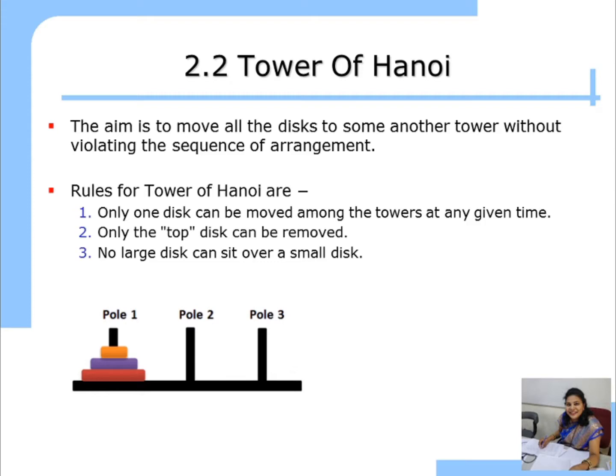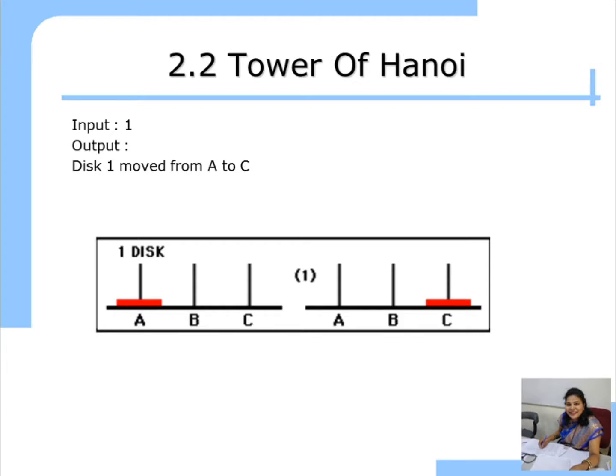Let us see an example of this. Take an example where you have only one disk. So what is your aim? To move the disk from source to destination. What is the source? Source is A and destination is C. So if there is only one disk, you can easily pop this and push it here. Okay. So you require only one move. You move disk 1 from A to C. See the output: disk 1 moves from A to C. So in only one move you can move disk 1 to the destination pole.